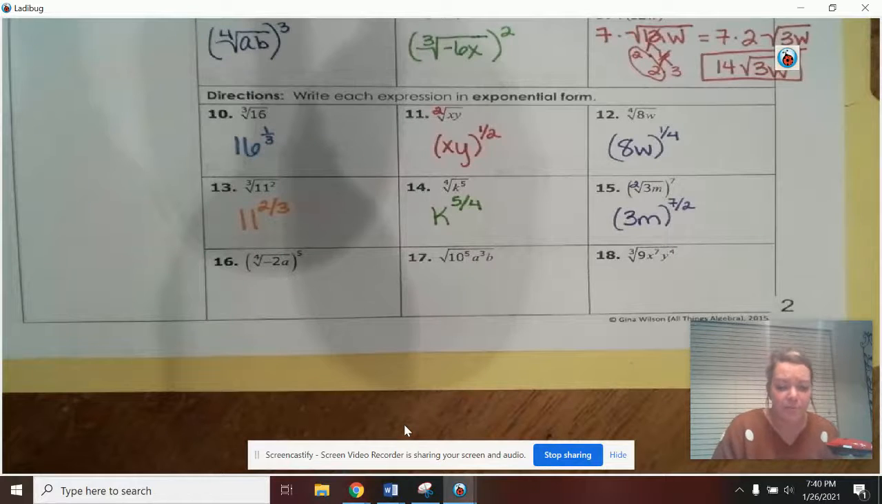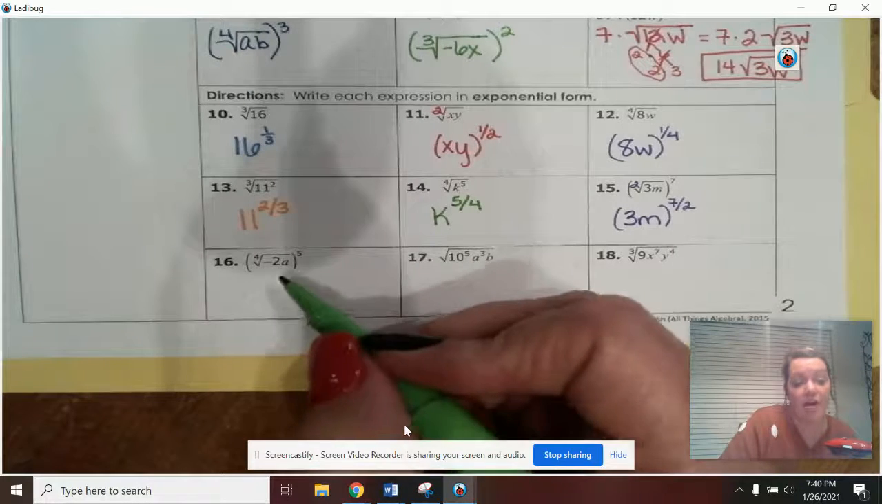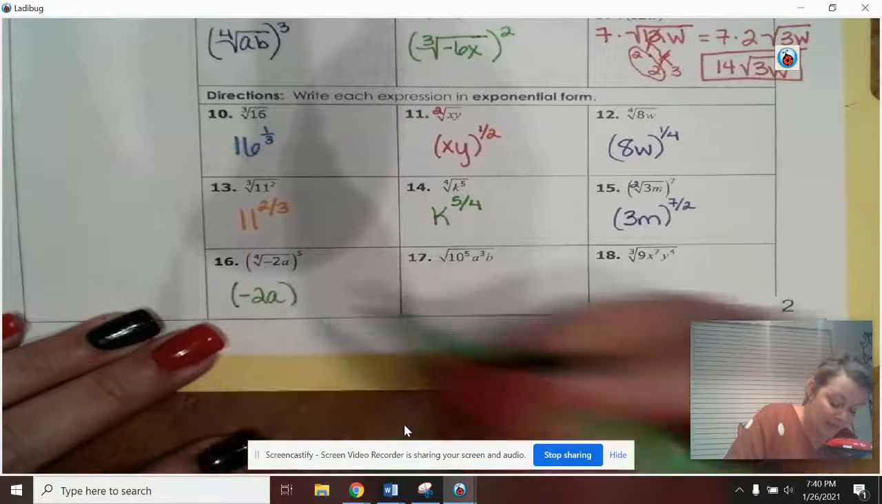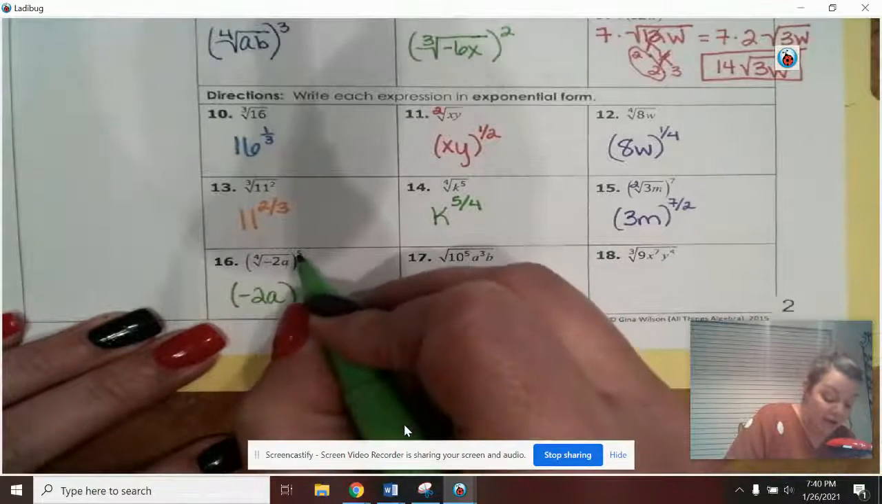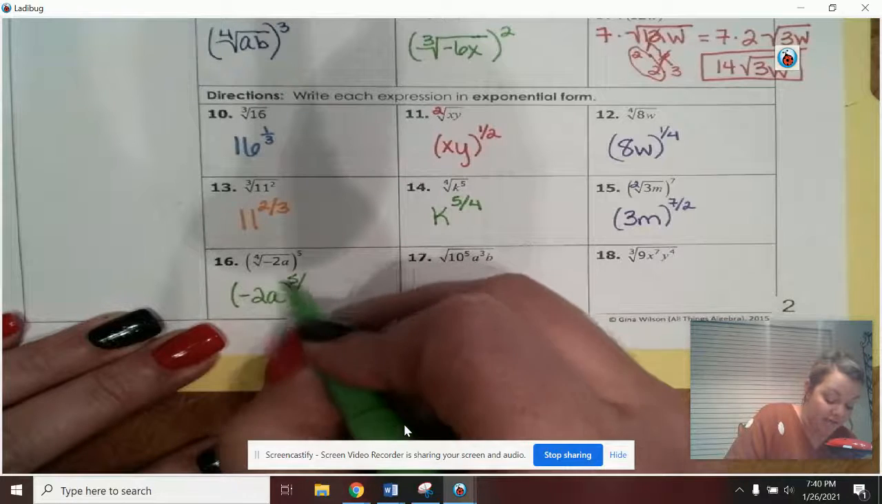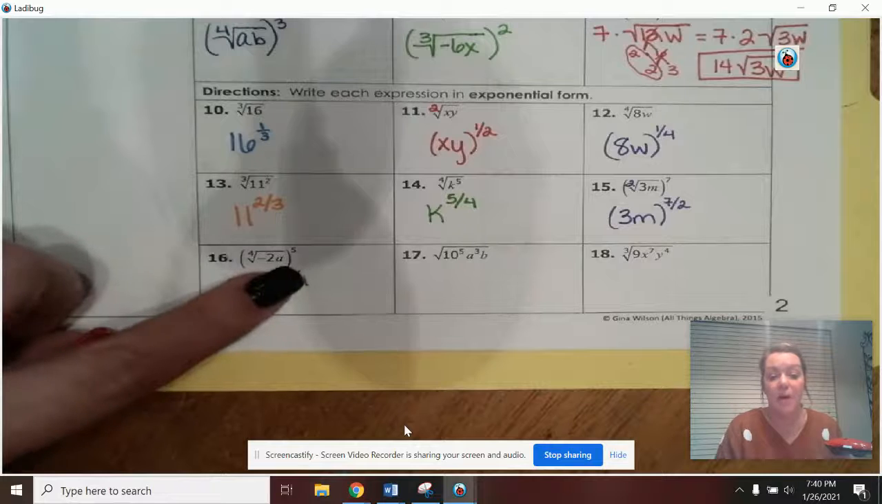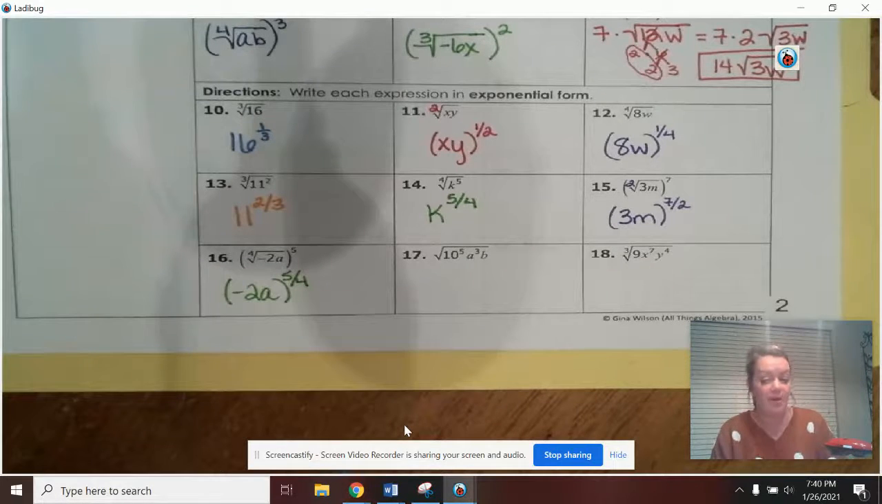All right, the fourth root of -2a, all raised to the 5th. So let's put that -2a in parentheses, and then we're going to raise it to the 5/4. The root on the outside out here is the bottom number in your fraction. Roots go in the ground on the bottom.